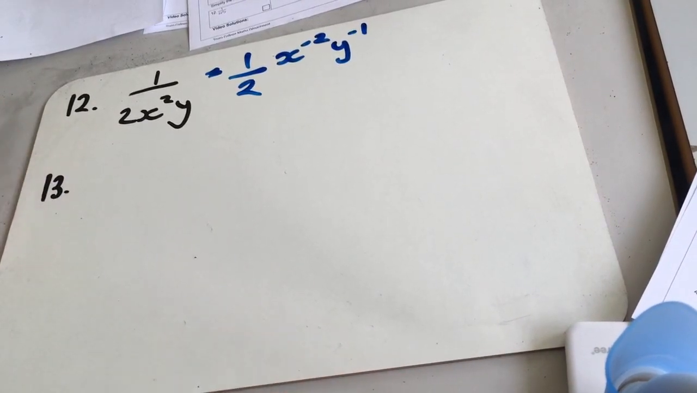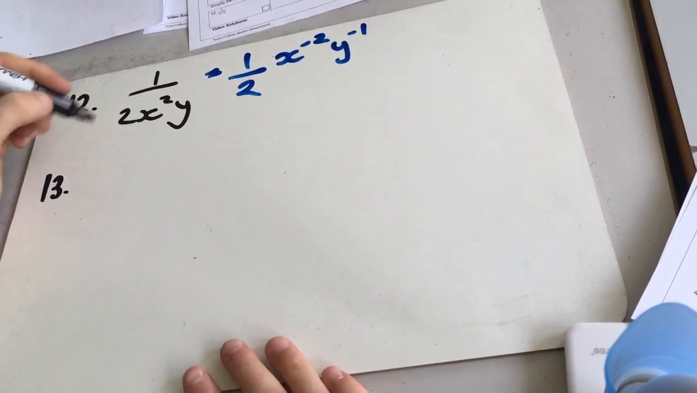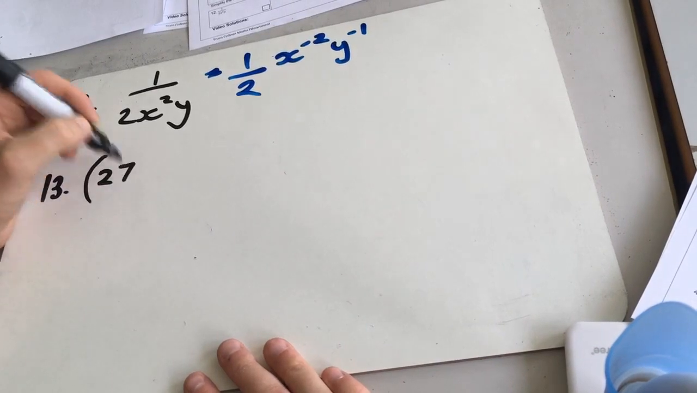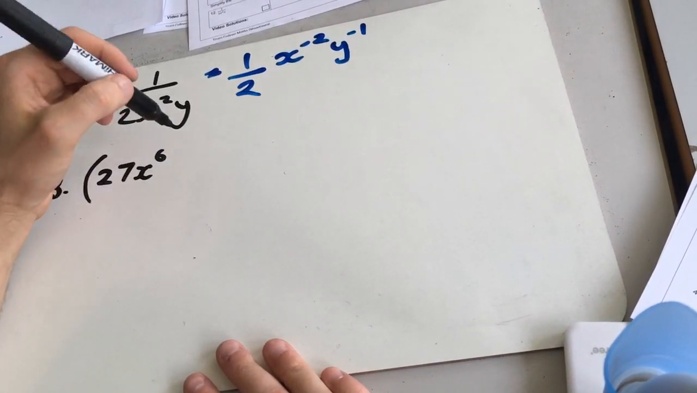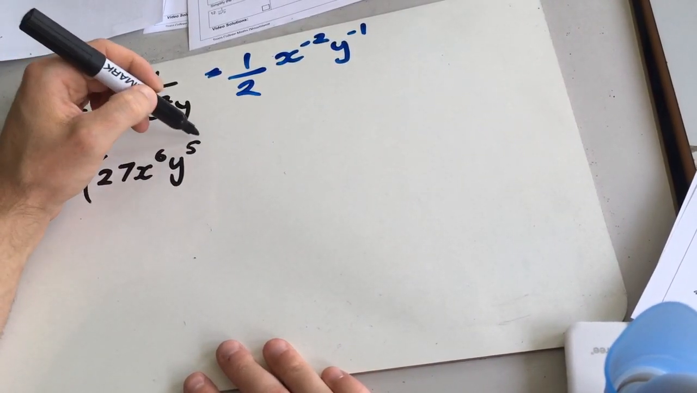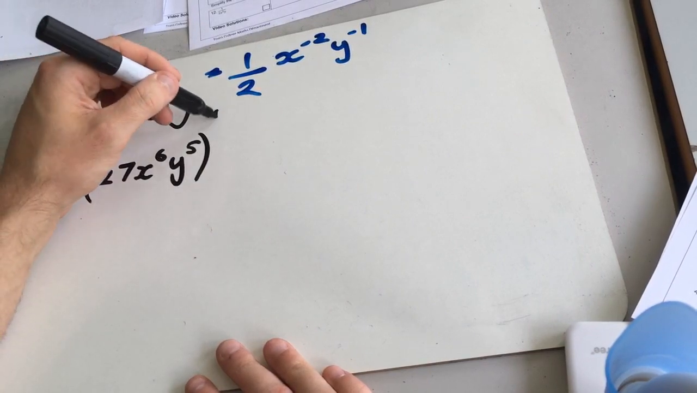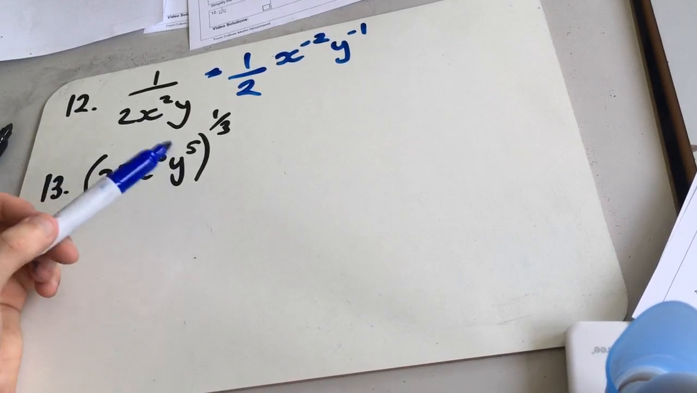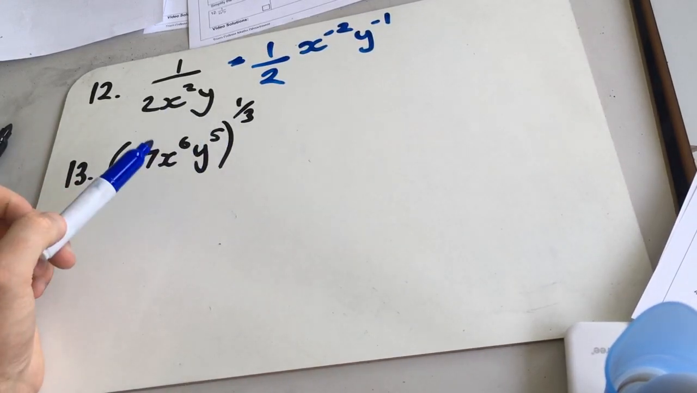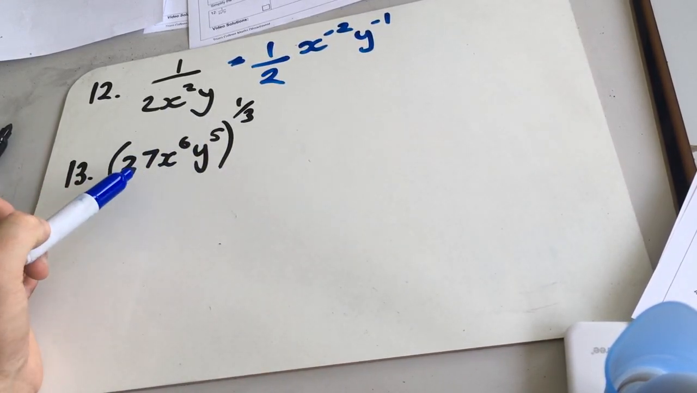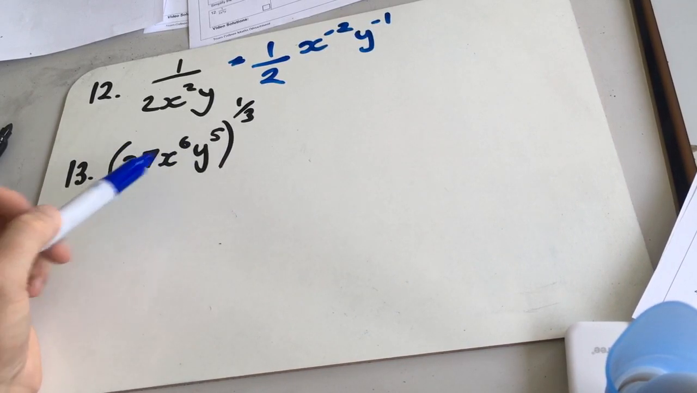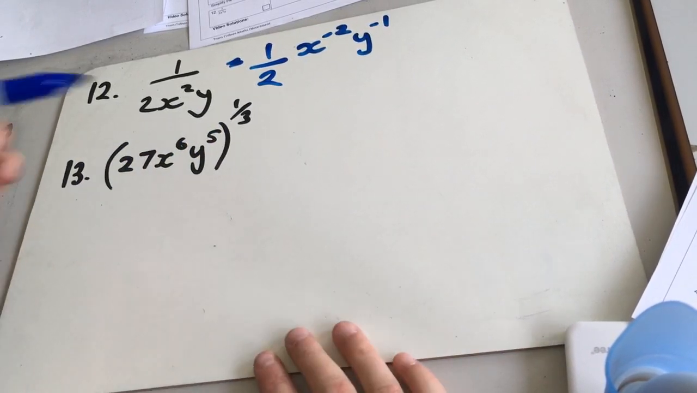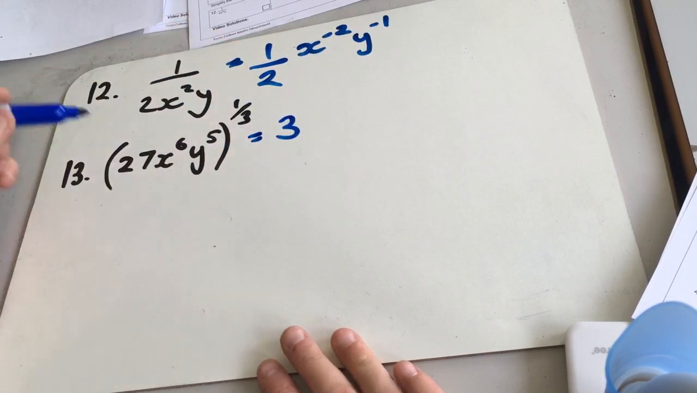Question 13, we've got 27 x to the power 6, y to the power 5, all to the power 1/3. Lovely question there. So the key point here is we need to cube root, because that's what this means, every single one of these terms, the 27, the x and the y. So the cube root of 27 is nice and easy, it gives us a 3.